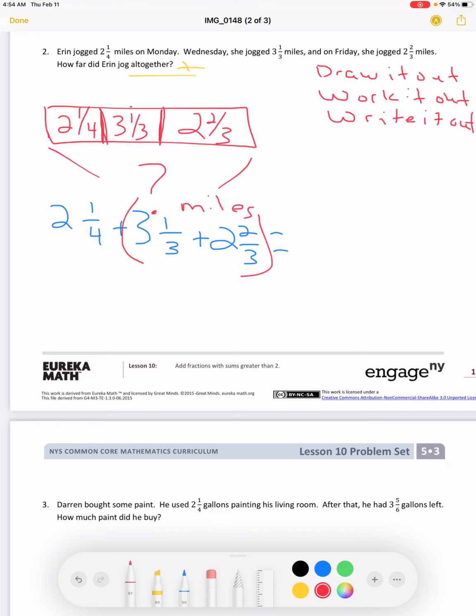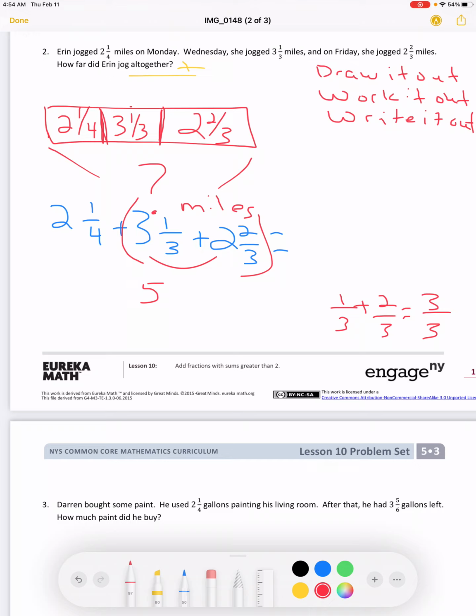When you're adding those mixed numbers, add those whole numbers first. 3 plus 2 equals, okay, I hope you said 5. And now we have 1/3 plus 2/3. Denominators are the same. They stay the same. Don't forget. And then you add your numerators. 2 plus 1 equals 3.